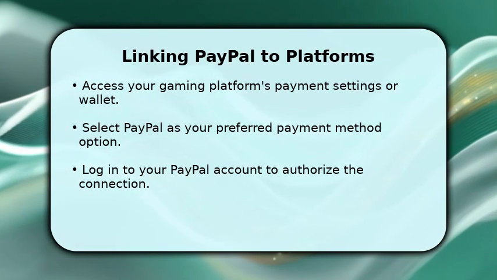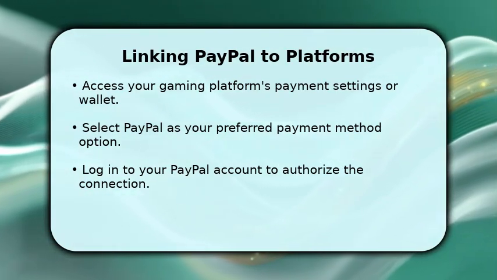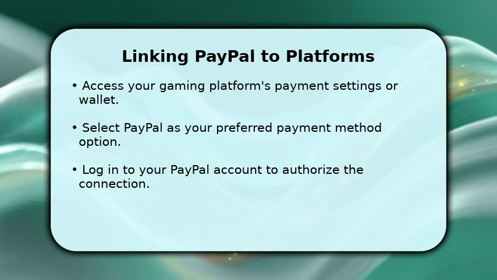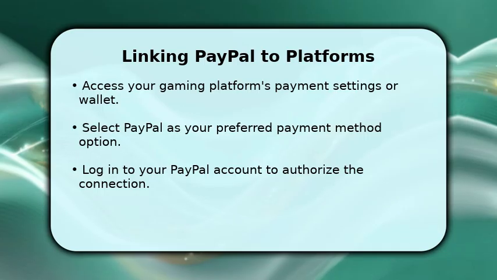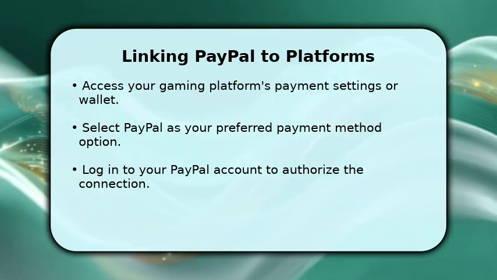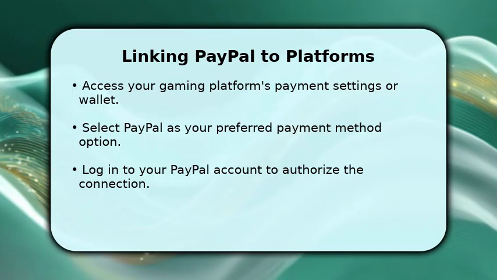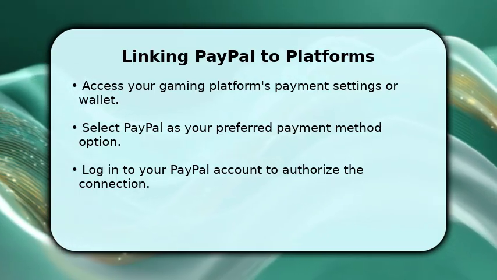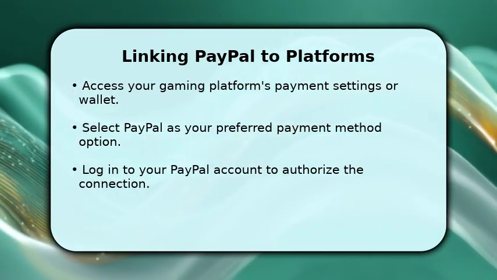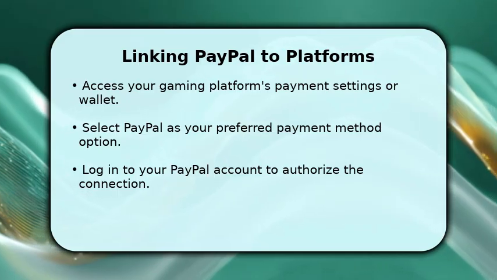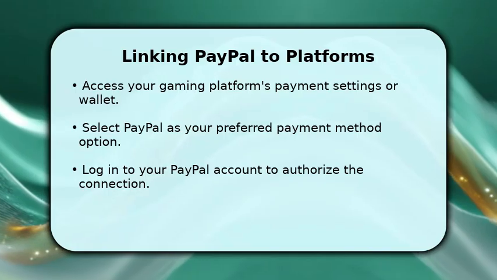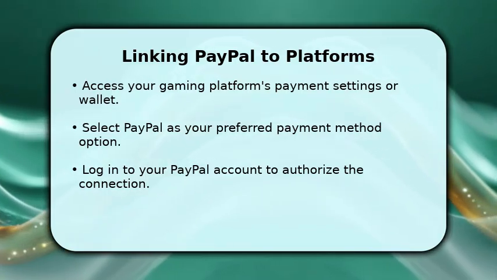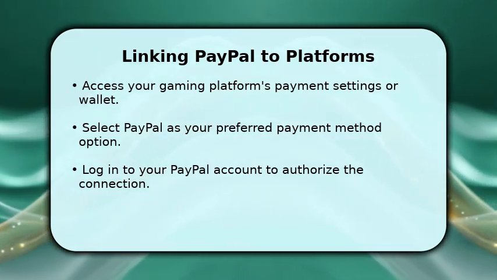To link your PayPal account, begin by logging into your gaming platform of choice, whether it is a console store or a PC client. Navigate to the Account Settings or Payment Methods section, which is usually found under your profile. Look for an option to add a new payment method and select PayPal from the list. You will then be redirected to the PayPal website to securely log in and authorize the connection, typically a one-time process. Confirm the link to complete this step.